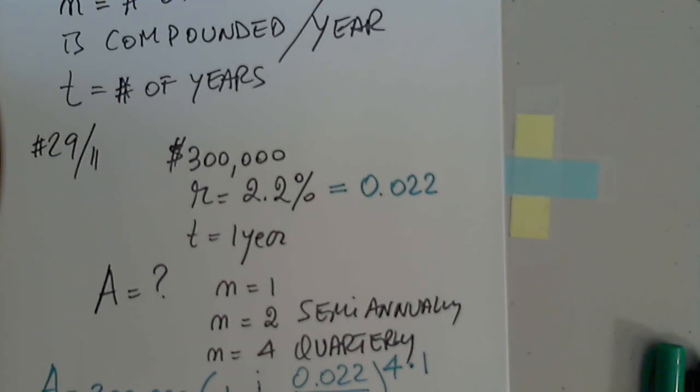300,000, left parenthesis 1 plus 0.022 divided by 4, close the parenthesis, put a caret. I always put parentheses if I need to calculate. There is no need in this case because it's 4 times 1. Of course, I'm not going to write 4 times 1, I just wanted to show you. And then here it is, 306,654.65. And that's our answer. Quarterly, right? That is when, for 1 year, the interest is compounded quarterly, 4 times during that year.